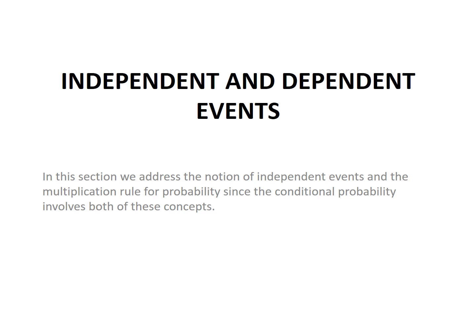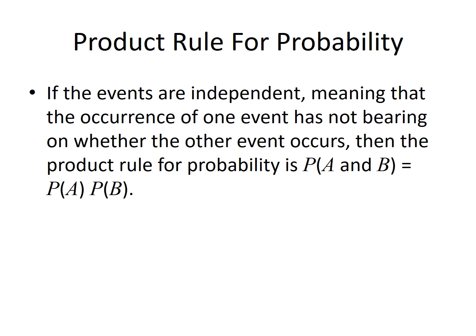In this section, we address the notion of independent events and the multiplication rule for probability, since the conditional probability involves both of these concepts. If the events are independent, meaning that the occurrence of one event has no bearing on whether the other event occurs, then the product rule for the probability is as follows. The probability of event A and event B occurring at the same time is equal to the probability of event A times the probability of event B. And this is what it means to be independent.